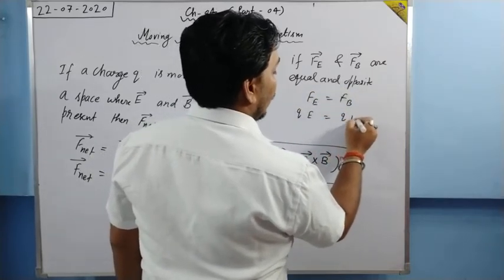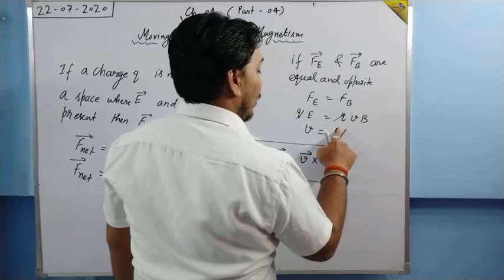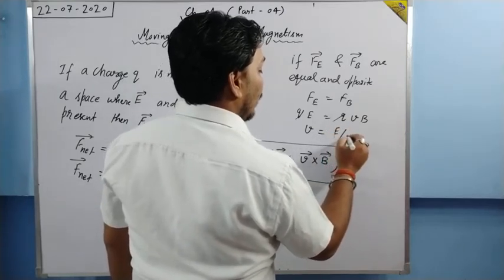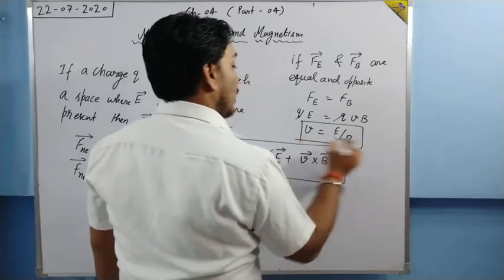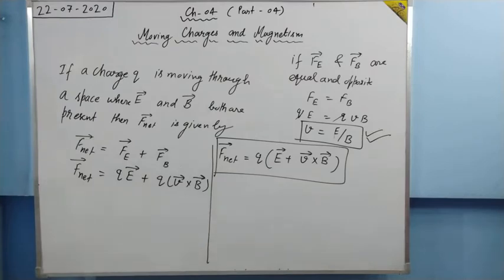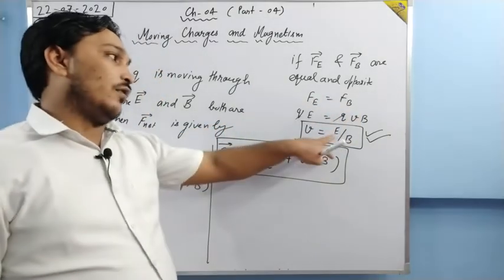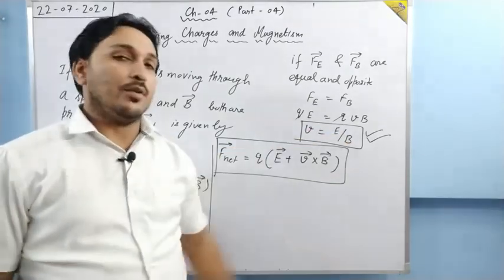And Fb is equal to Q into V into B. Q and Q will be cancelled out. V is given by E upon B. So this is the condition actually. If a charge is moving through a space where electric field and magnetic field both are present and charge is moving undeviated, it simply means that the force due to both magnetic field and electric field are equal and opposite. And because of that, Fe must be equal to Fb, and because of that, the velocity of the charge must be equal to E upon B.